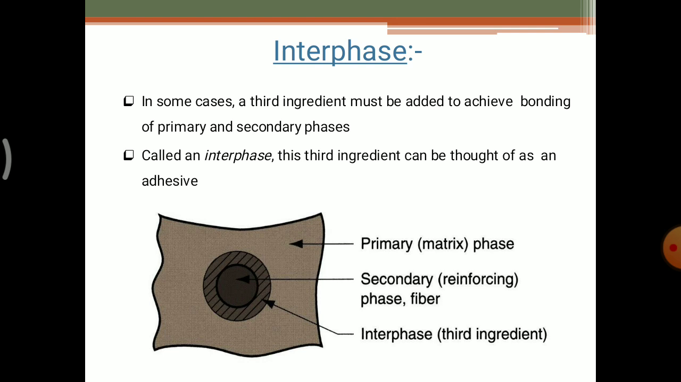Here we can see a different kind of interface. In the earlier interface, we saw only the primary phase and the secondary phase. On top of the secondary phase the interface is observed, but here the interface structure is shown separately. In some cases, a third ingredient must be added to achieve bonding of the primary and secondary phases. In between, a catalyst is used to help compose the fiber and the resin, that is, the reinforcement and the matrix.